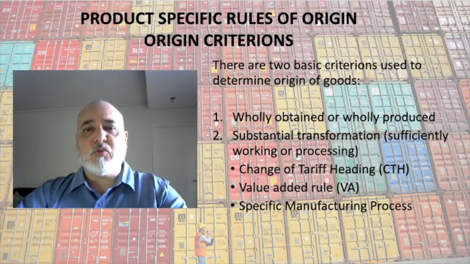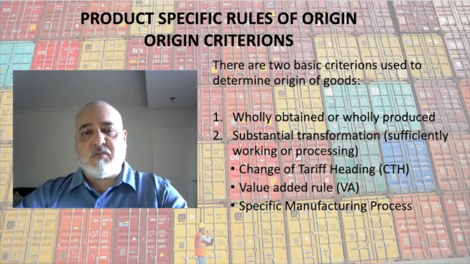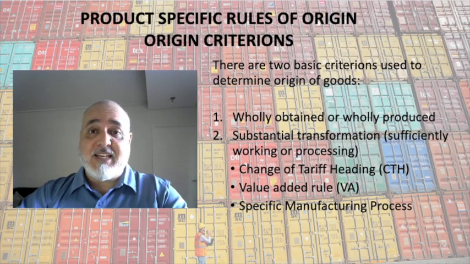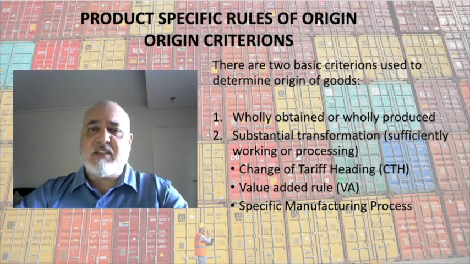Let's go now to the origin criteria. Product-specific rules of origin are, for the purpose of this introductory lesson, one of the most essential aspects of preferential trade agreements. Because with these rules, we determine in practice the origin of goods and the eligibility for preferential treatment.